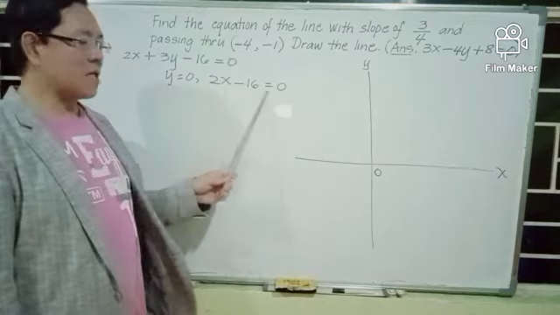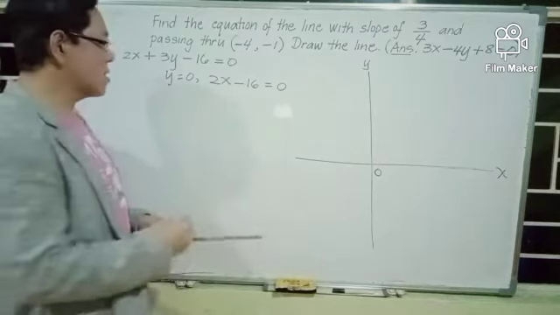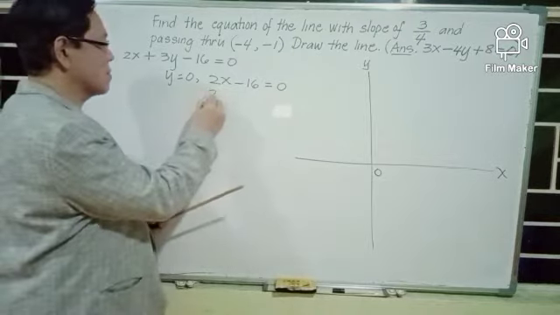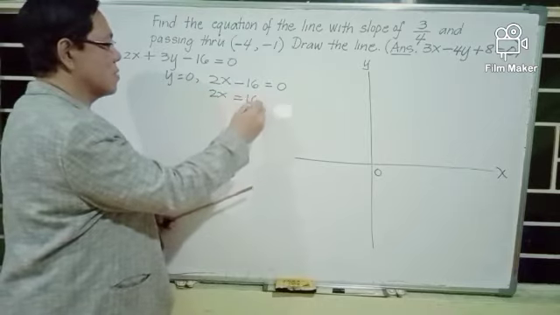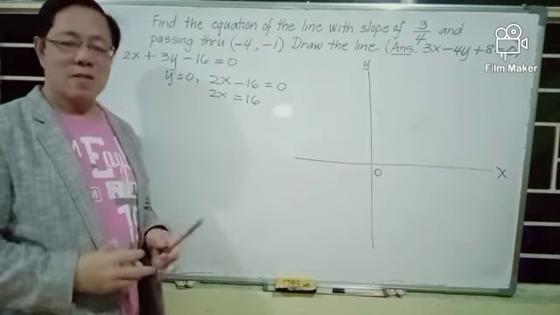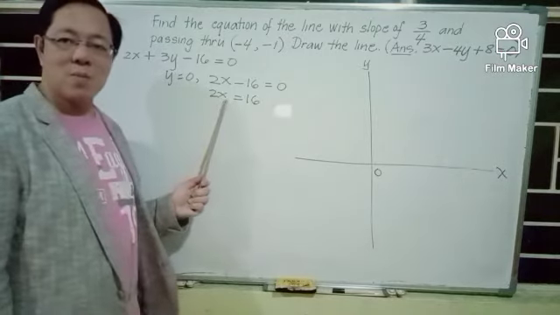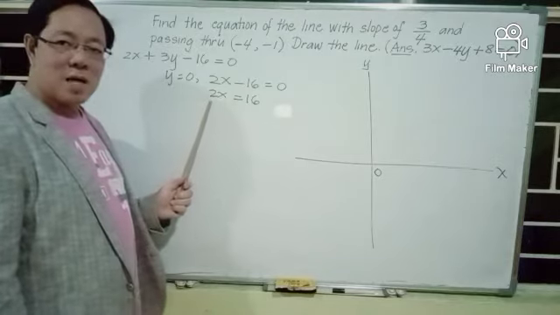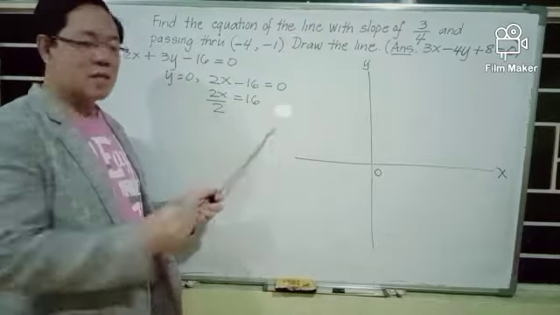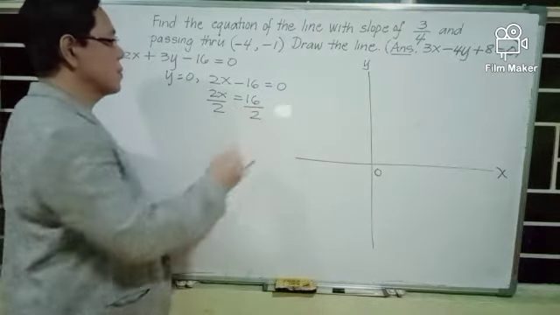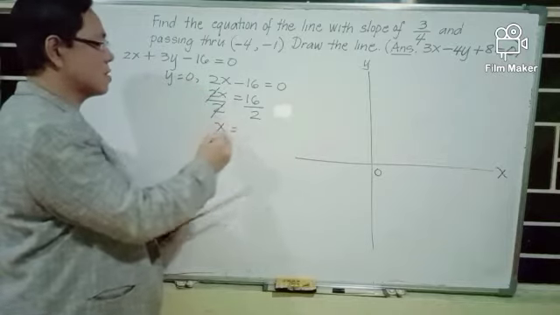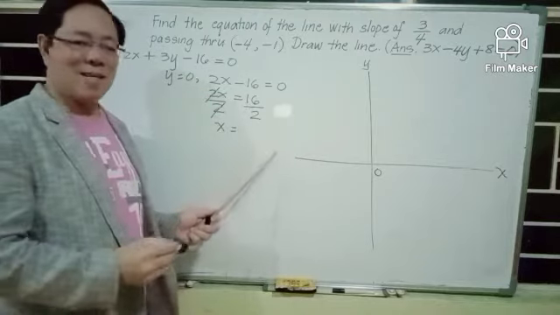We transpose negative 16 to the right, it becomes positive 16. At the left hand side, we have 2x equals positive 16. And in the final solution, or value of x, the coefficient of x must be positive 1. Therefore, we divide the left side by 2, and we also divide the right hand side by 2. And 2 will cancel out from the left side. We get x equals 16 divided by 2 is 8.